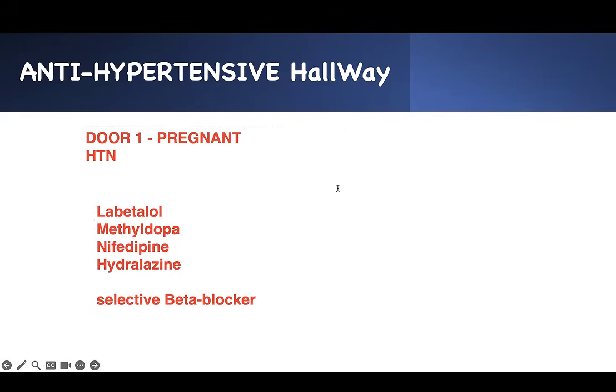You look on your left and you see certain medications. When you see these, walk away. Don't give them to the patient. ACE inhibitors, run away from them. ARBs, run away from them. And atenolol: like I told you, it is a selective beta blocker, but it's not good for pregnancy because it causes growth retardation.